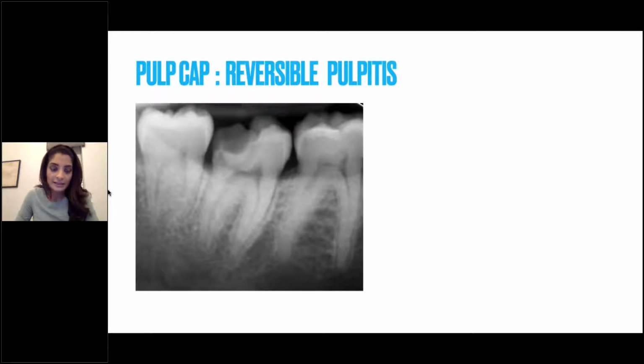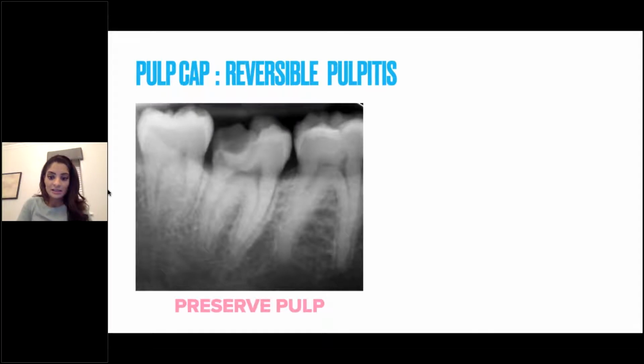So for a tooth like this, the patient typically complains of a short, sharp pain, usually to a stimulus. We're not getting any continuous ache, we're not getting any long-lasting pain, no pain to hot. Very typical symptoms of reversible pulpitis. And in patients like this, what we want to do is try and preserve the pulp.